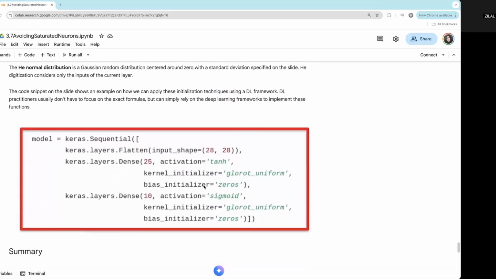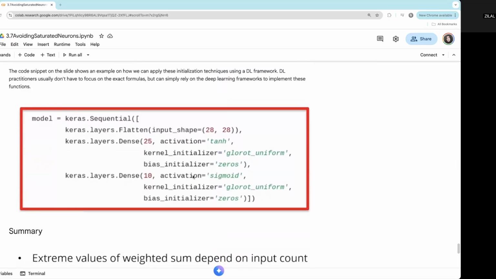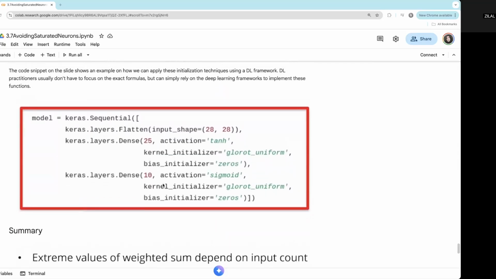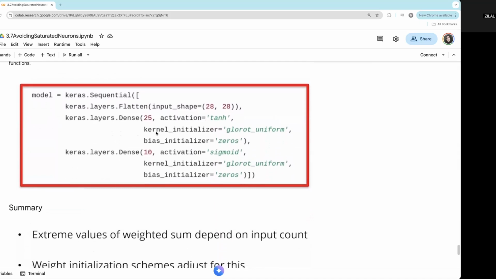And this code snippet on the slide shows the example on how we can apply this initialization technique using a deep learning framework. Deep learning practitioners usually don't have to focus on the exact formulas, but can simply rely on deep learning frameworks to implement these functions. As you can see here, we just say kernel initializer equals Glorot uniform.